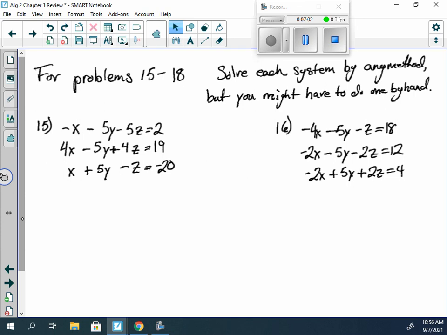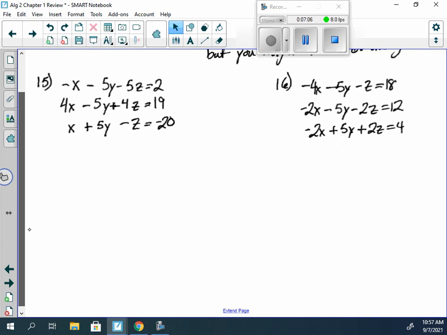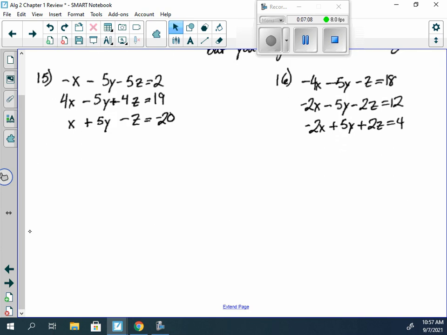So we look at 15. The first thing we need to pick is a variable to eliminate. What variable can we eliminate out first? Y. Why would y be a good one? It's all the same. We have 5y in every single one. So it's a good one to pick.